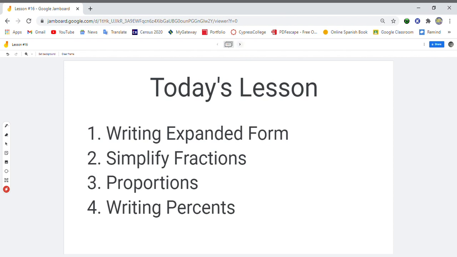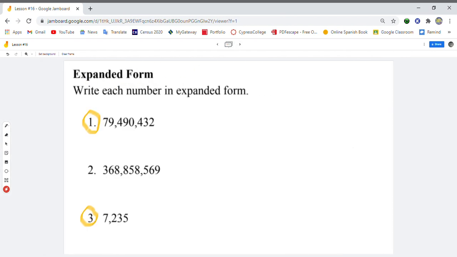So for the first one, it's going to be writing an expanded form, and we're going to be writing each number in expanded form. Number one says 79,490,432. And what does it mean to write an expanded form? It means basically writing a number to show the value of each digit.